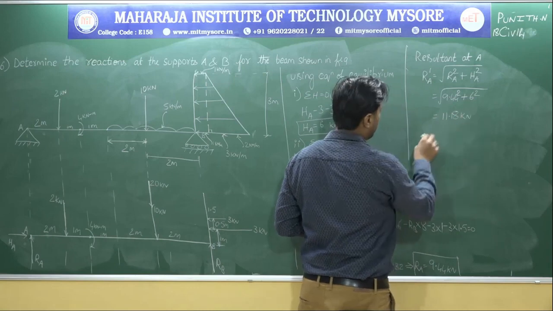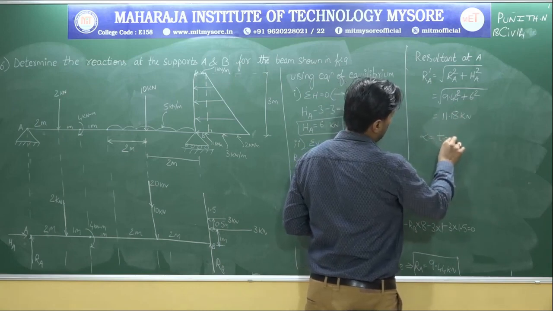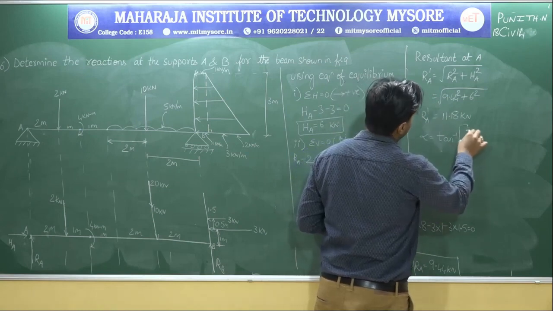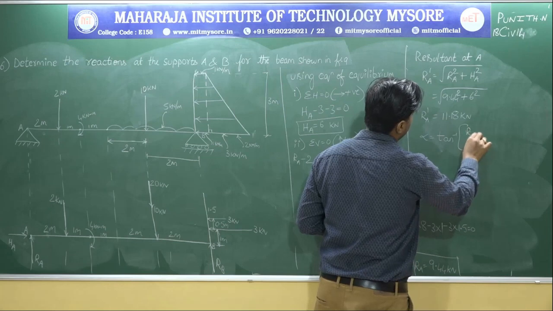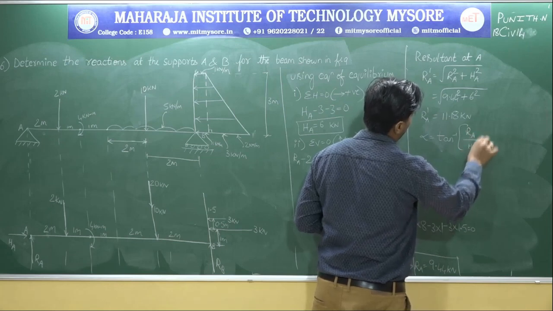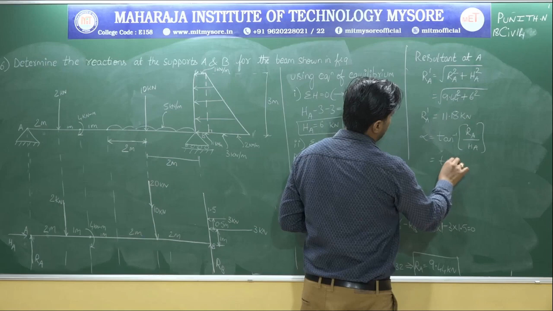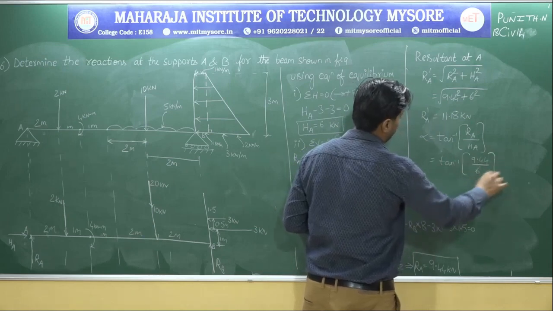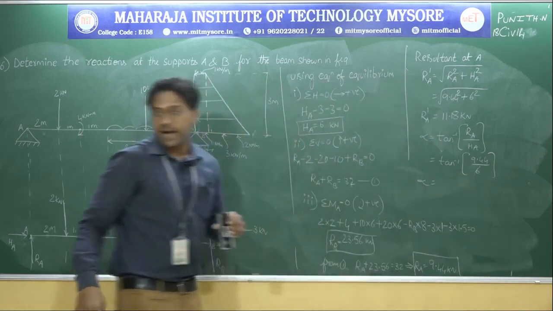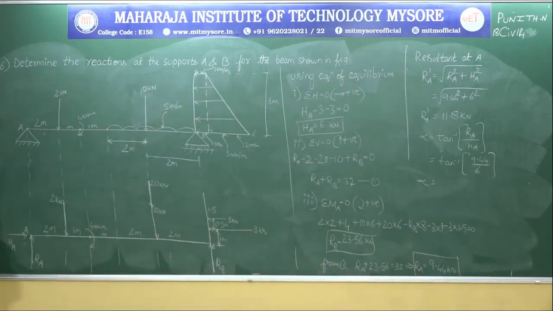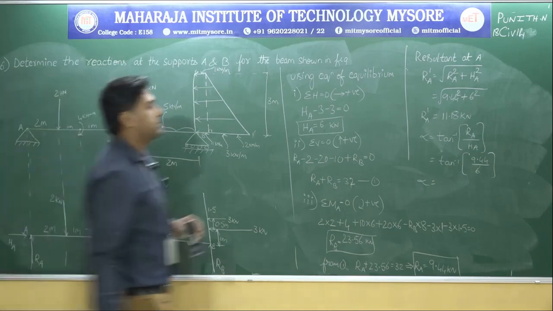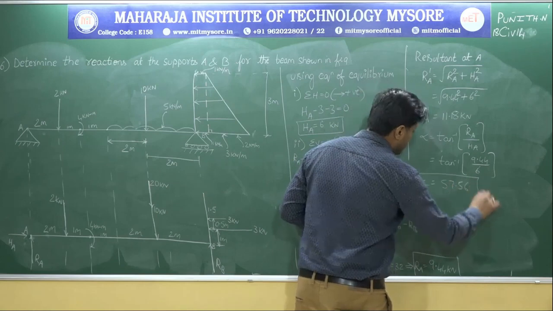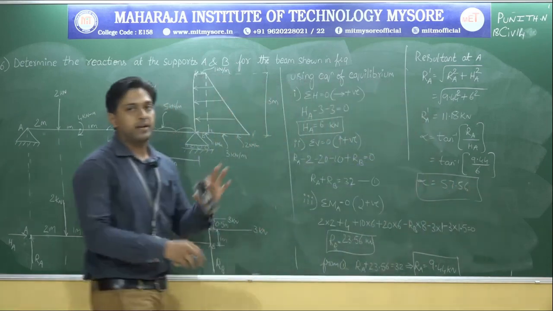I want to calculate the direction. So tan inverse of sigma V, vertical reaction RA, by HA. So it's tan inverse of 9.44 by 6. So the value of alpha is 57.56. So this is how we need to do the support reaction problems.